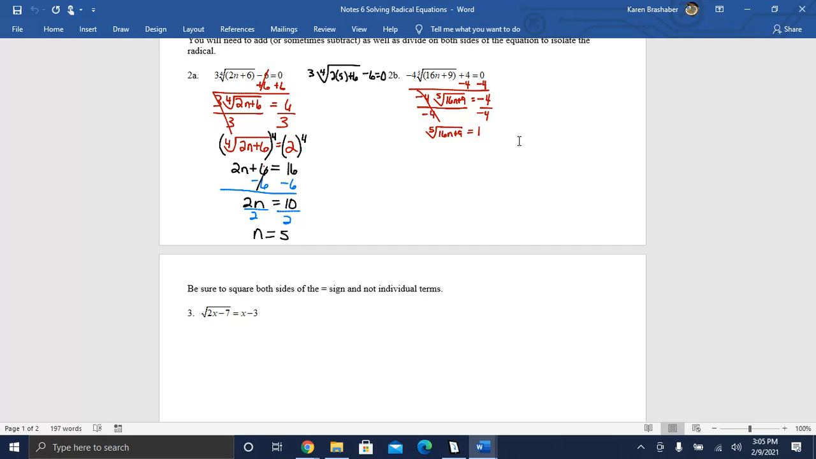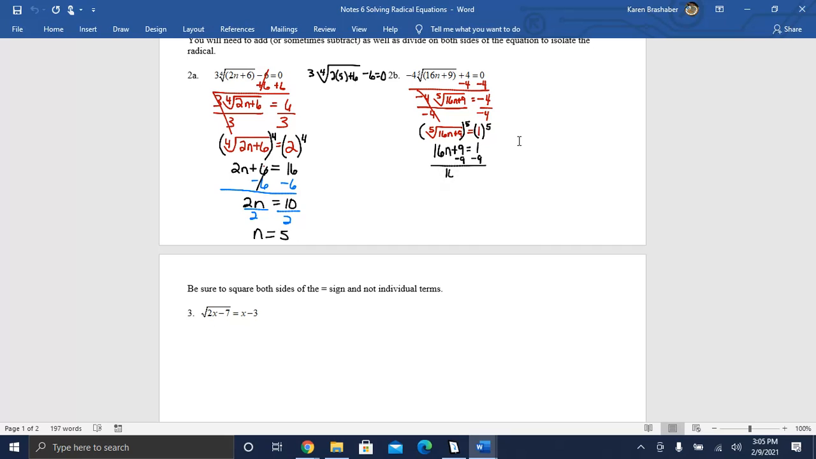Now, since I have a 5th root, then to remove that, I'll need to raise each side to the 5th power. So raising each side to the 5th power. Well, the 5th power will undo the 5th root, so I'll just have the inside 16n plus 9 equals. Now, my 1 to the 5th, it's tempting to say that that is 5, but it's 1 times 1 times 1 times 1 times 1. That answer is 1. Again, use your calculator if you need it. So I can subtract 9.